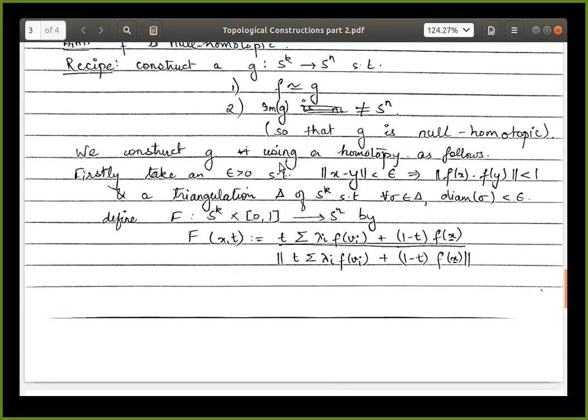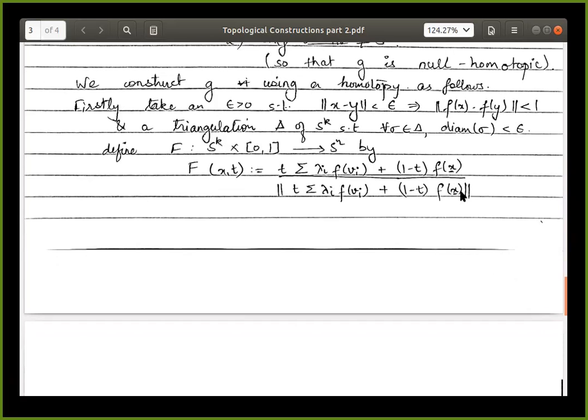Therefore, choose an epsilon such that whenever the distance between any two points x and y is less than epsilon, the distance between f(x) and f(y) is less than 1. Also, choose a triangulation delta of Sk such that for any sigma in delta, the diameter of sigma is less than epsilon. Now we define the map F, which we claim to be the homotopy between F and the to-be-defined map G.